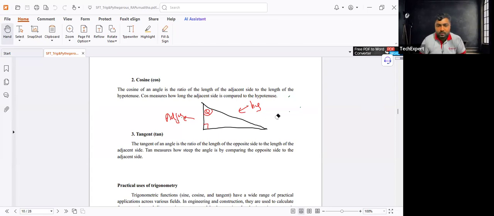Next point. From this value, we can find how much longer the adjacent side is than the hypotenuse.